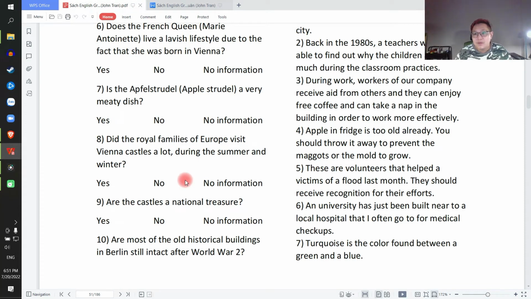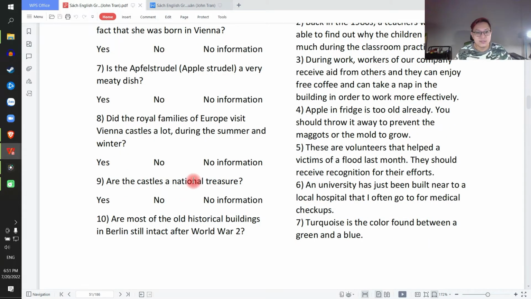It's not clear. Nó không có rõ ràng được là gia đình hoàng gia nào và có viếng thăm nhiều hay không. Cho nên là cái câu số 8 này phải là no information nha mọi người. Nó không nói rõ ra gia đình nào, các bạn phải đọc cẩn thận. You need to read it carefully to arrive at the right answer. It's no information.